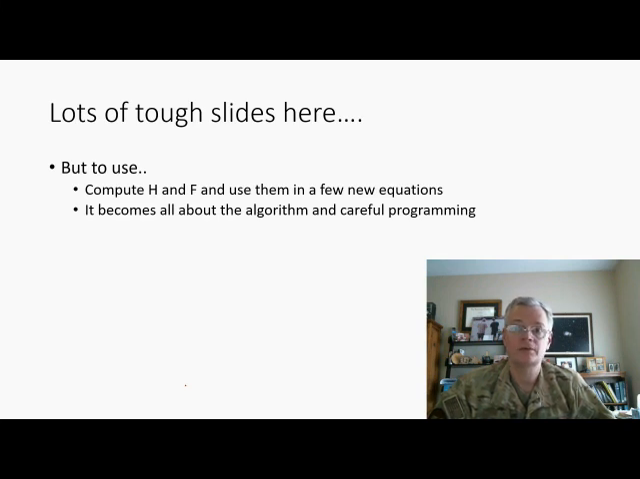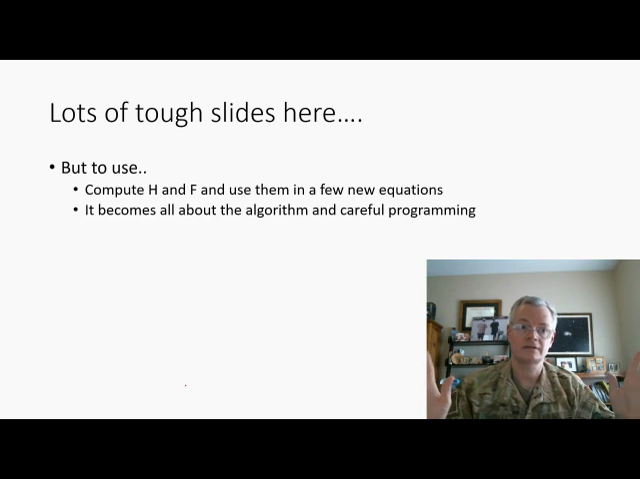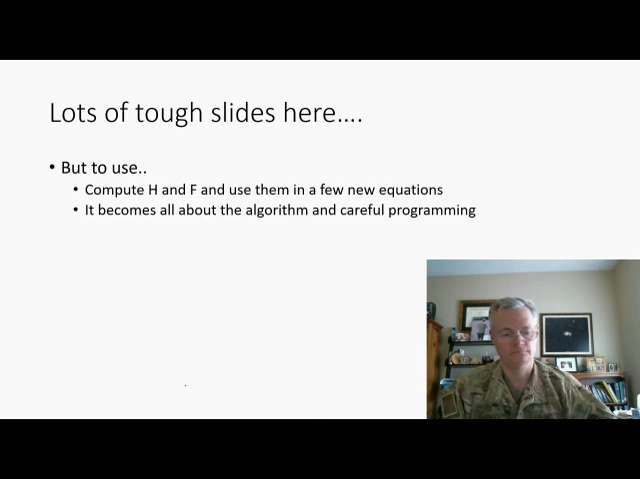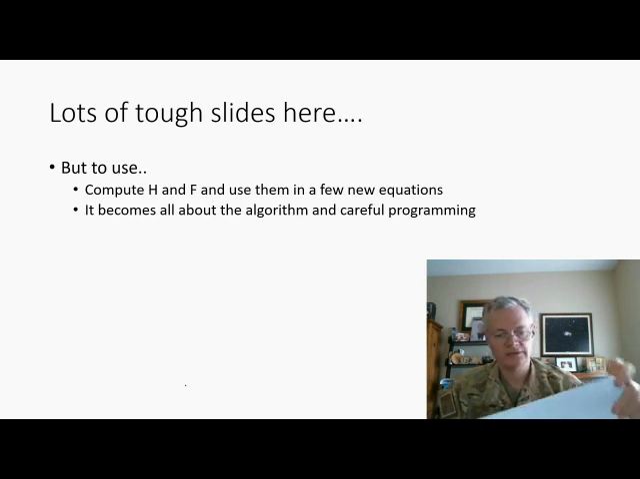So to really use this, you've got to compute an H matrix, which we just talked about how to do, an F matrix from last lesson, and then use them in a few new equations. And at this point, a lot of the trees fall away, and we just have a few key takeaways. But to really effectively use this, we at least have to know what we're doing and what's going on. Really get our algorithm straight and get down to a lot of careful programming. Okay? So that's where we'll leave it for now.